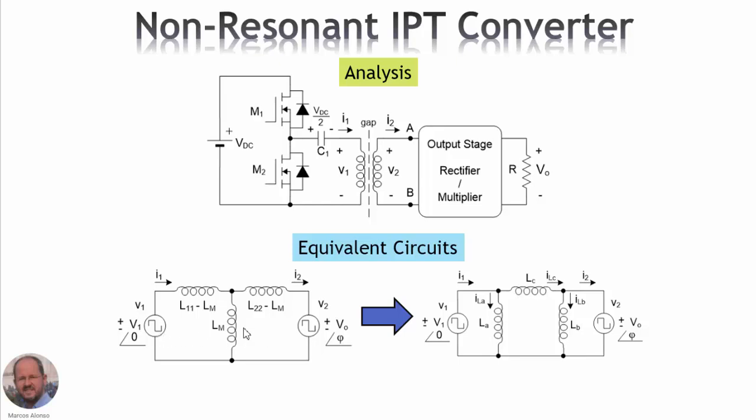This type of circuit is quite easy to analyze. It is better to go to this other equivalent circuit using the pi equivalent circuit of the IPT system. For this we can use the equations that we have seen in previous presentations, and then with this the converter is quite easy to analyze in order to obtain the value of the output voltage and the value of the different currents, the phase lags, and so on.